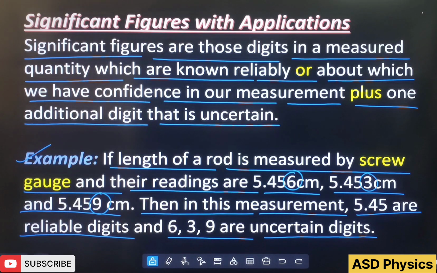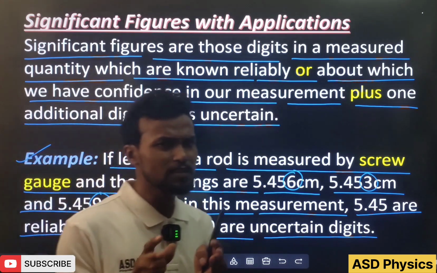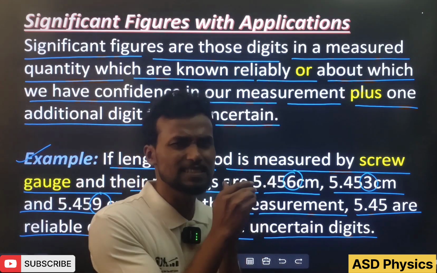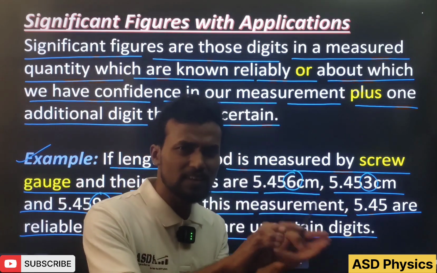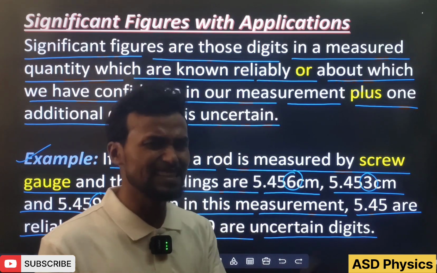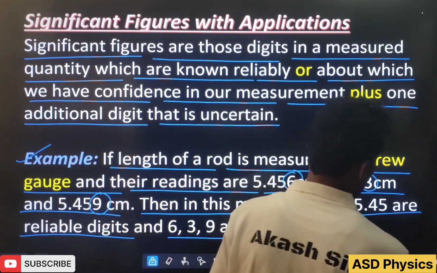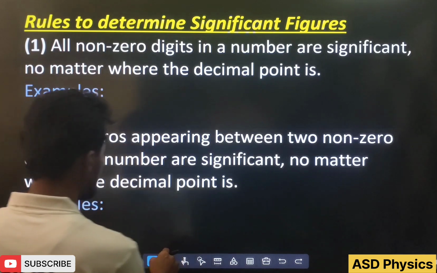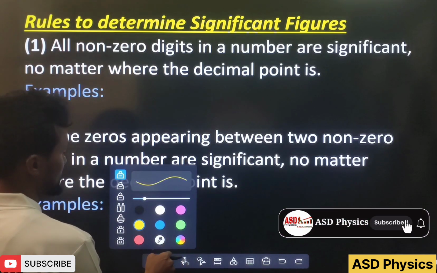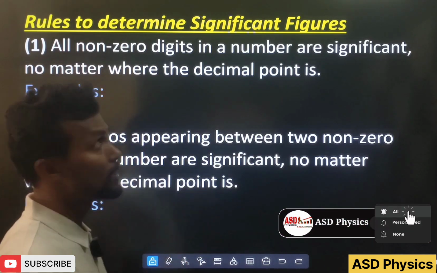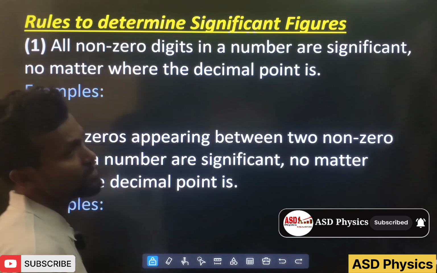That means in a significant figure, one is the certain digit, which is common in the measurements, and after that one is the doubtful digit, like this 6, 3, 9 in the 3 measurements. The length is measured 3 times by the screw gauge, by a single student, or 3 students have taken 1 reading each, anything is okay, but we have taken 3 readings. Okay, great. After this, we are going to see the rules of significant figures. So let's see one by one the rules to determine the significant figures.